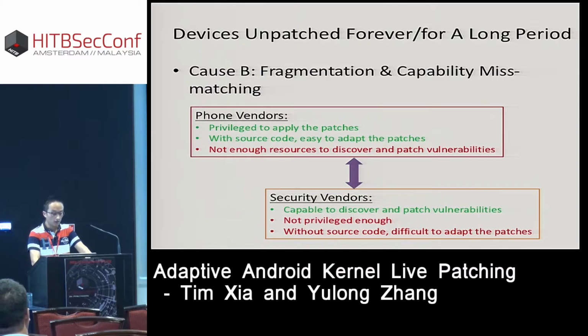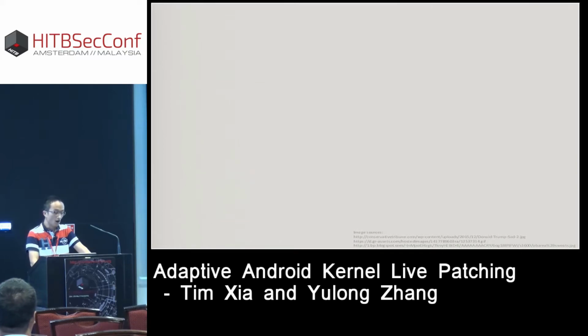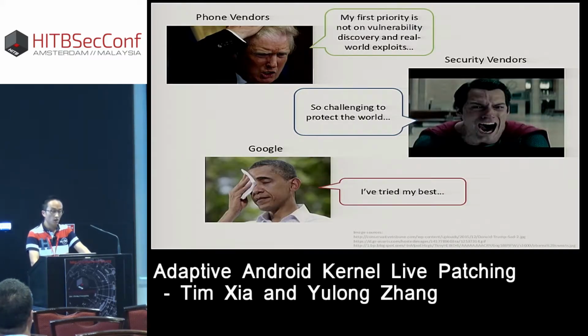For security vendors, they are capable of discovering and fixing the vulnerabilities, but they are not privileged enough. They have to root the device first to apply the kernel patches. And without source code, it is hard to adapt the patches to all the phone models. So this causes a bad situation where the phone vendors understand the problem, but their first priority is not fixing the problems. The security vendors care about this, but it is so challenging for them to fix the problems.